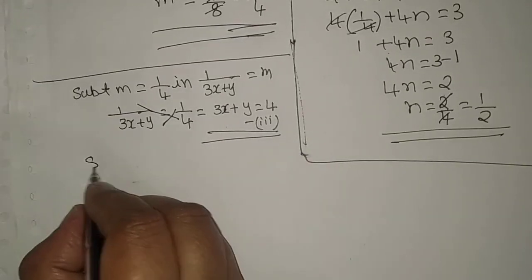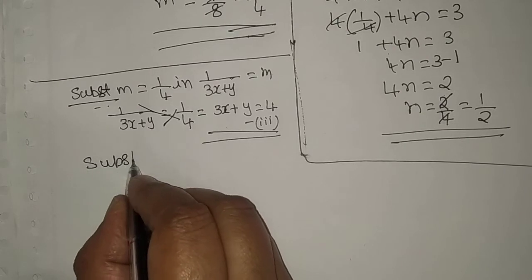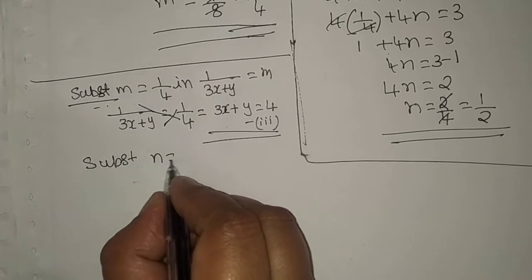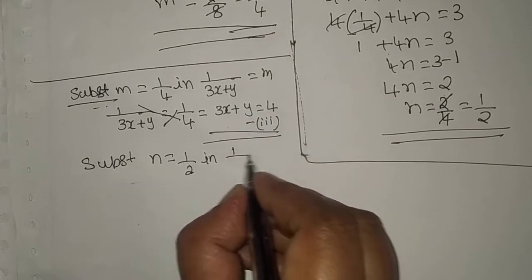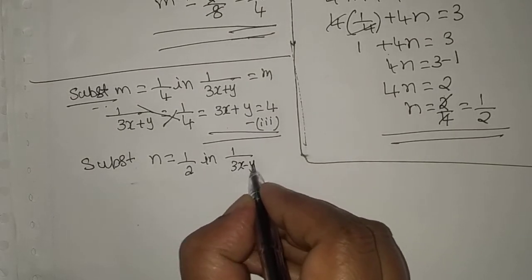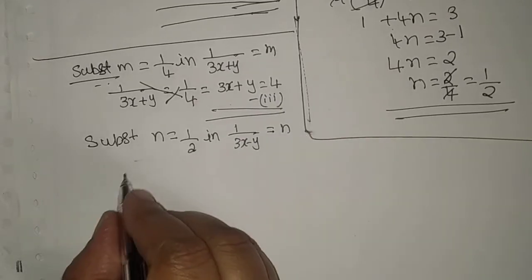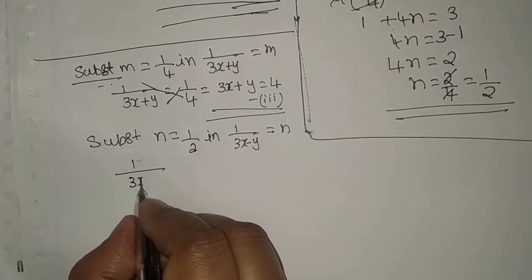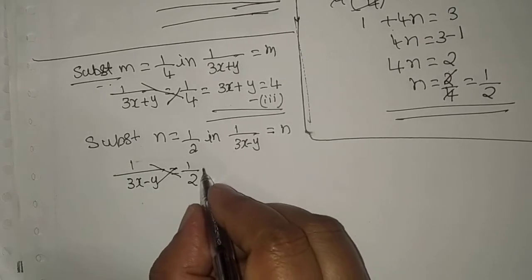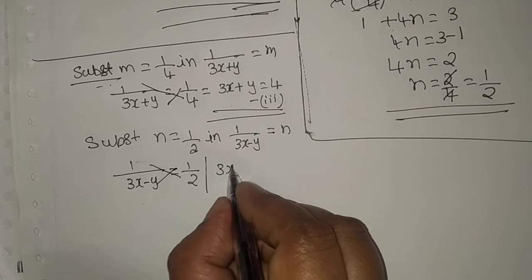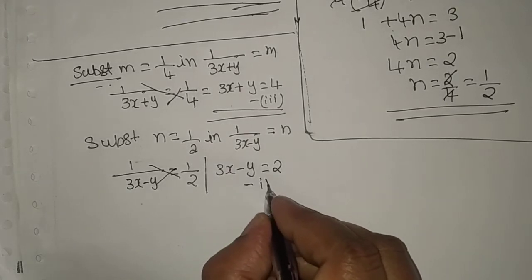Next, substitute n is equal to 1 by 2 in 1 by 3x minus y is equal to n. Therefore 1 by 3x minus y is equal to 1 by 2. Cross multiply, we get that is 3x minus y is equal to 2. So give this equation as 4.